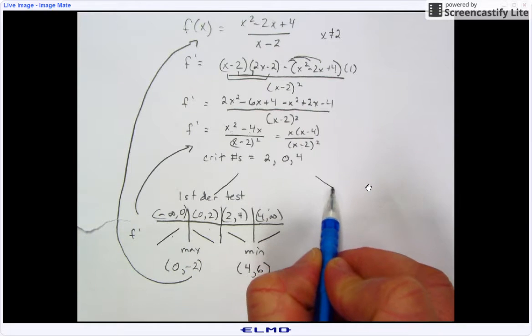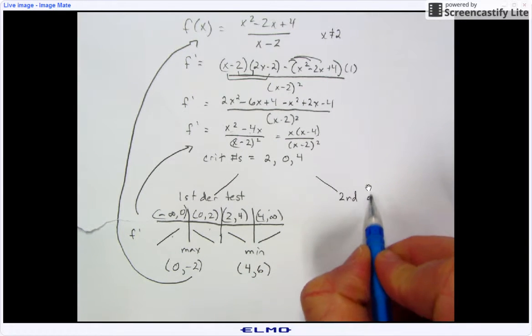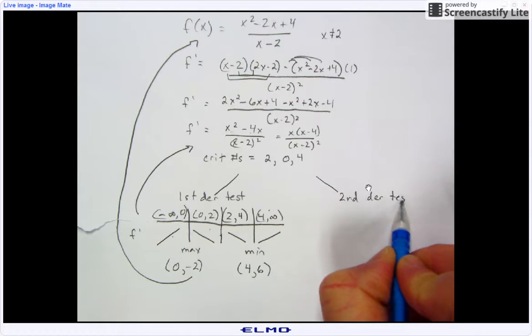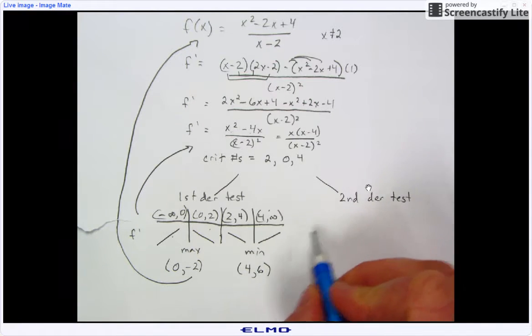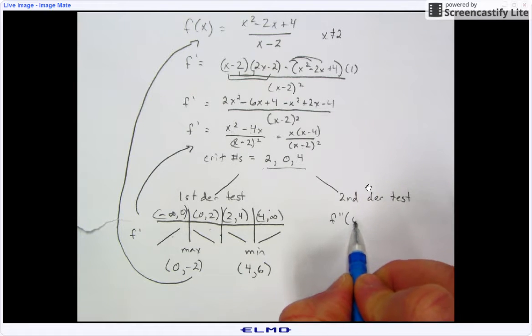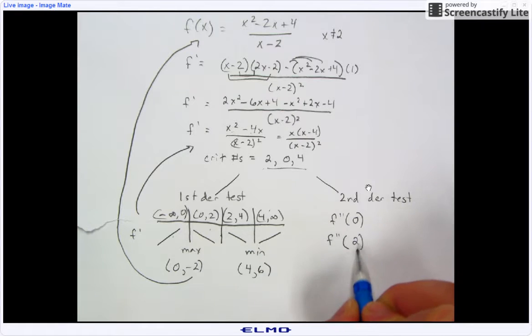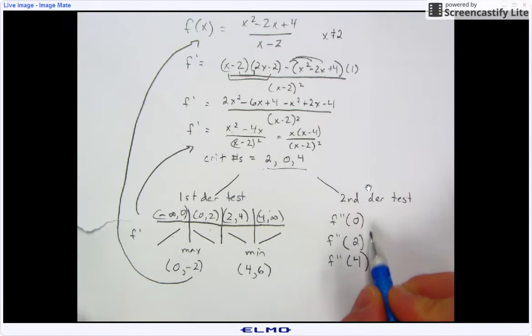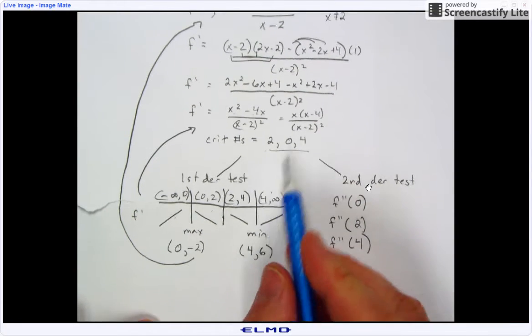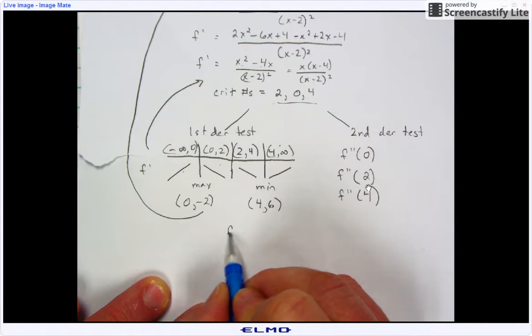If I want to verify those, this is where the second derivative test comes in. You don't always need to do it, but sometimes this is the only option. If you know your critical numbers and you take the second derivative at your critical numbers, you can find out if you have maxes or mins. Well, first of all, I need the second derivative. So I'm going to start out with my derivative.